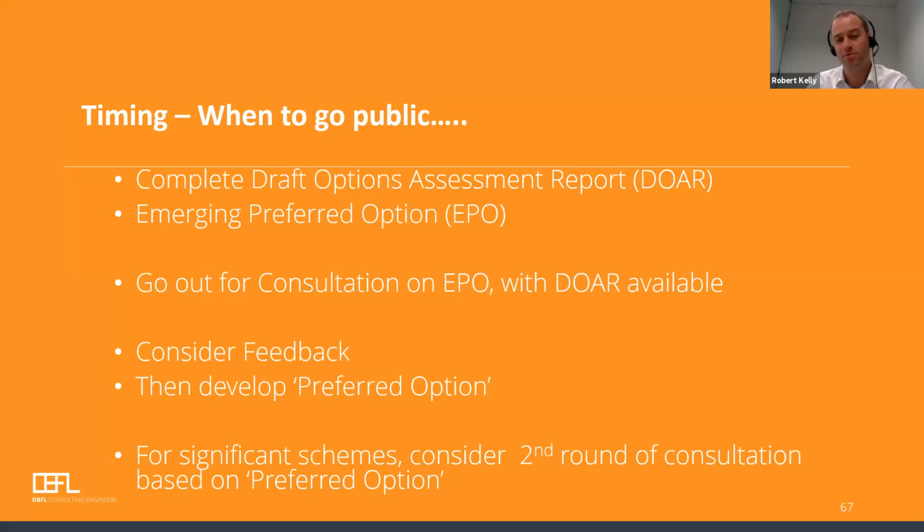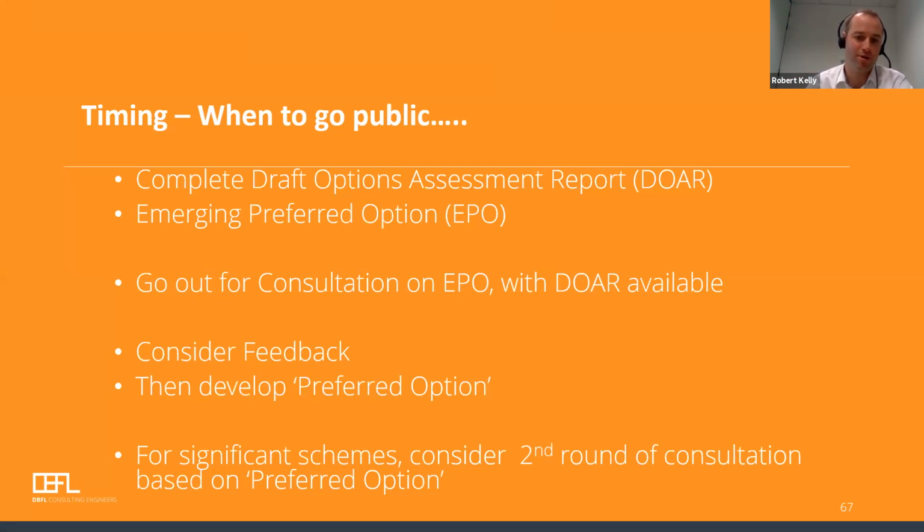So then, Michael Ahern was keen for me to touch on what the standard timing is of when you might go public in the options assessment process. On a standard NTA active travel scheme, the recommendation is that you would go out to the public following determination of your emerging preferred option, and you would issue at that stage a draft options assessment report.